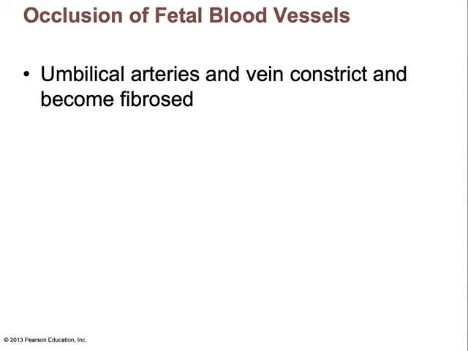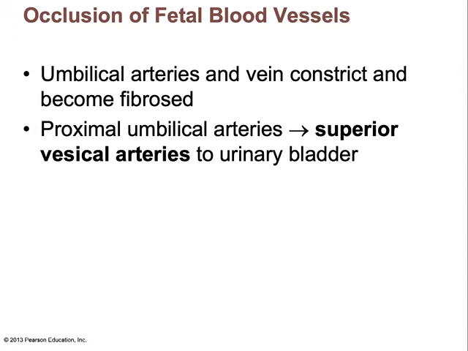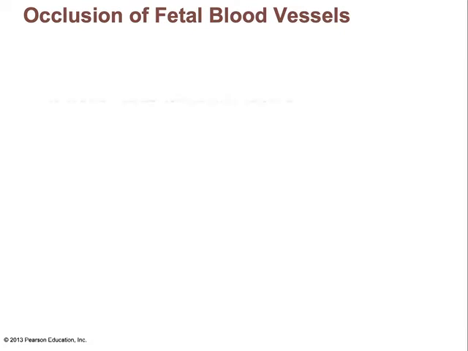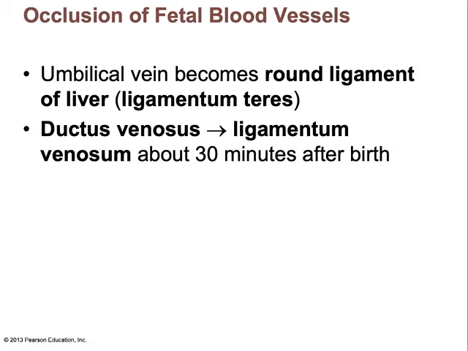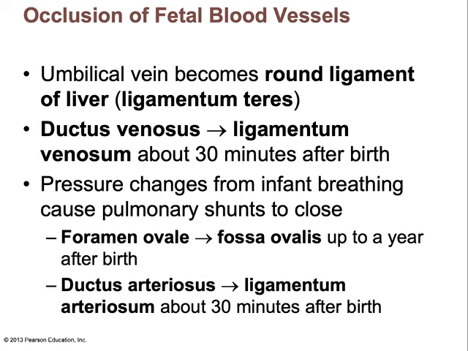The umbilical arteries and vein constrict and become ligaments. The proximal umbilical arteries become the superior vesical arteries to the urinary bladder. The distal umbilical arteries become the medial umbilical ligaments. The umbilical vein becomes the round ligament of the liver, which we call the ligamentum teres. The ductus venosus becomes the ligamentum venosum half an hour after birth. And pressure changes also cause the ductus arteriosus to close, forming the ligamentum arteriosum, and the foramen ovale to close, and that forms the fossa ovalis. Okay?